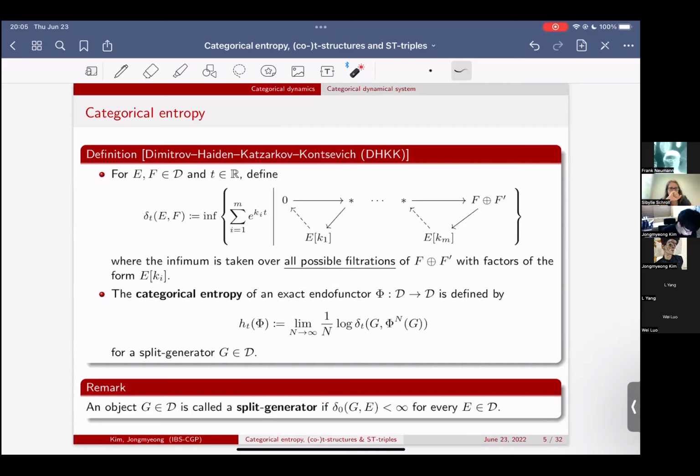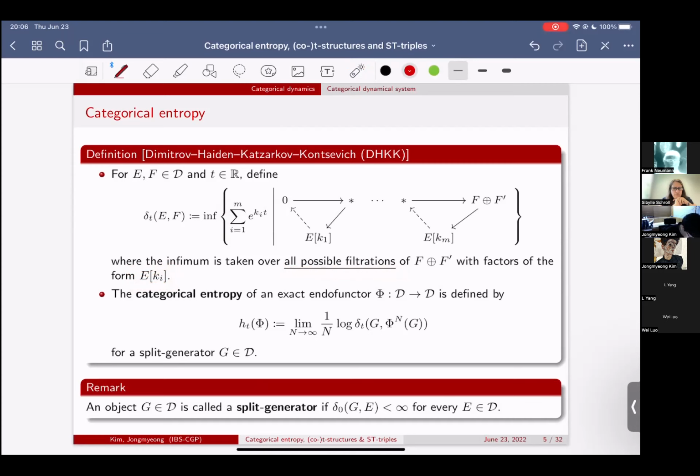And first, let E and F be objects of D, and t be a real number, and we define δ_t(E, F) to be the infimum of this number, where the infimum is taken over all partial filtrations of F, with factors of this form. Let me explain this.